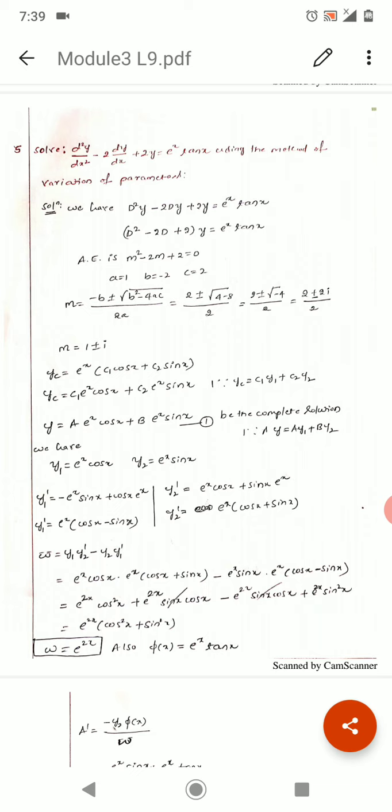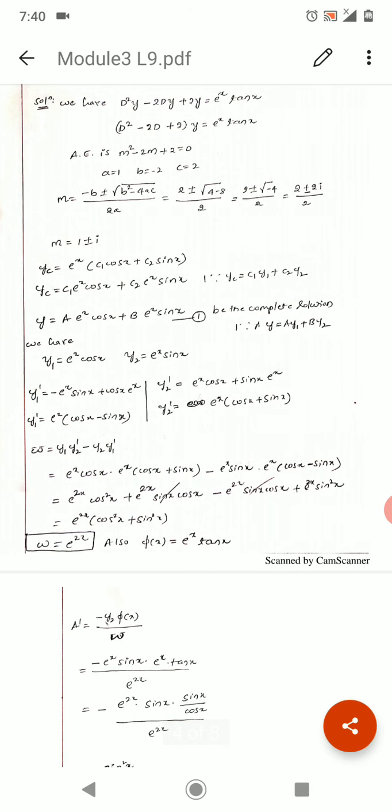Therefore, the complementary function becomes e power x of (c1 cos x plus c2 sin x). So this is in the form c1 e power x cos x plus c2 e power x sin x, which is in the form c1 y1 plus c2 y2. Now replace c1 and c2 by a and b. That will become y equal to a into e power x cos x plus b into e power x sin x, which will be the complete solution.